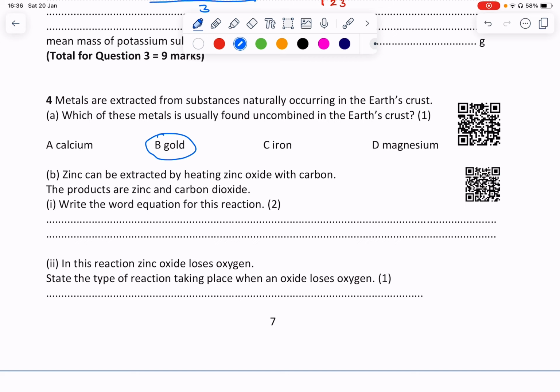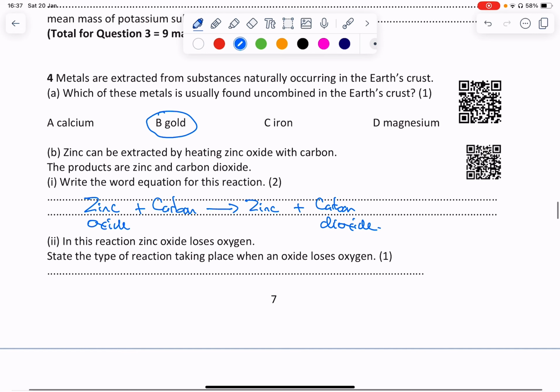Zinc can be extracted by heating zinc oxide with carbon. The products are zinc and carbon dioxide. Write a word equation. Okay, so reactants first. We are taking zinc oxide and we are reacting it with carbon. And we are going to produce, it says we produce zinc and carbon dioxide.